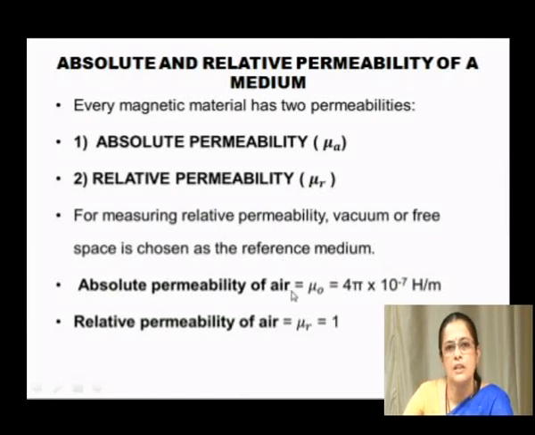Absolute permeability of air is represented as mu naught and its value is 4 pi into 10 raised to minus 7 Henry per meter. And relative permeability of air, represented as mu r, is always equal to 1.